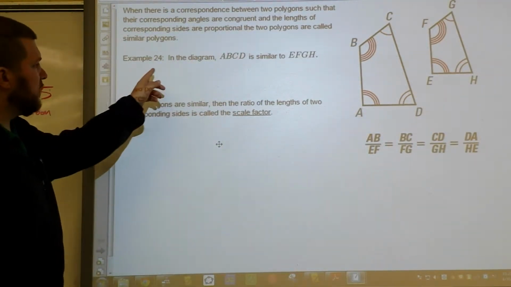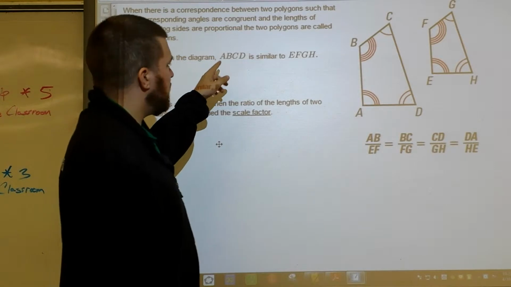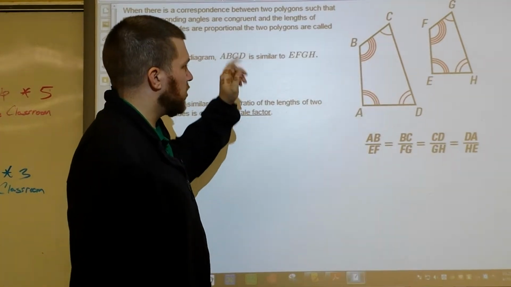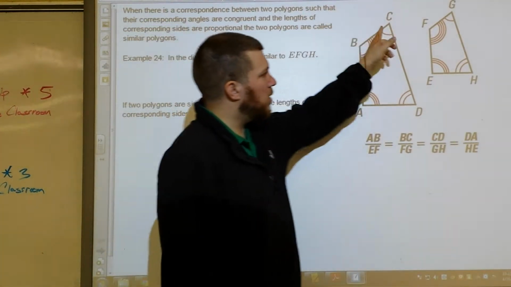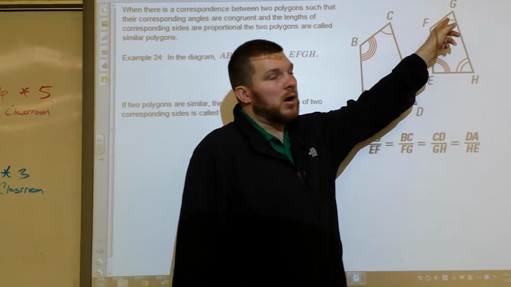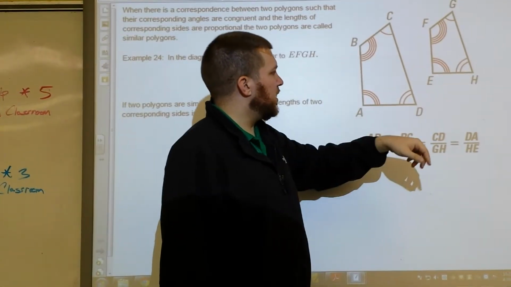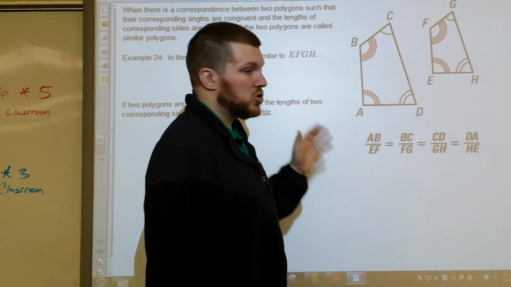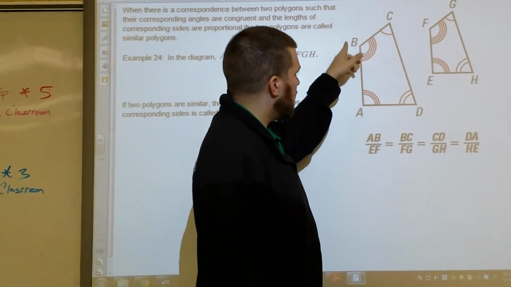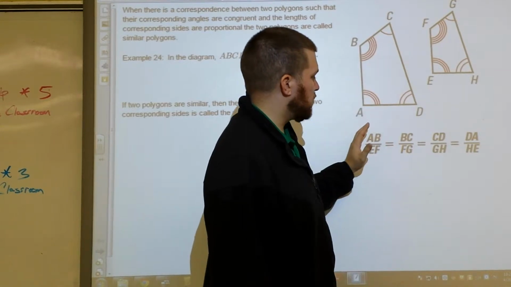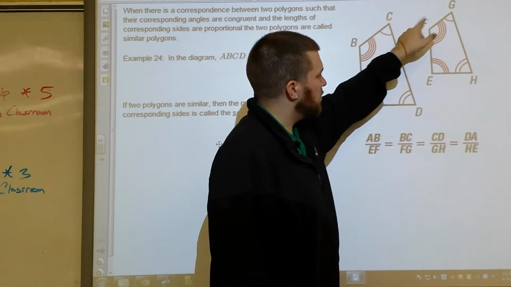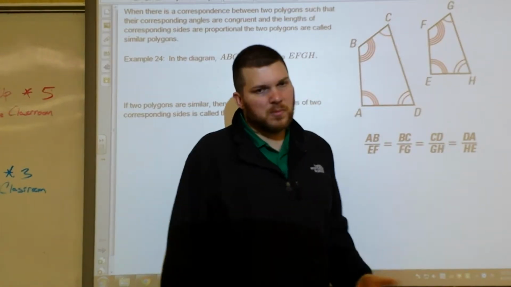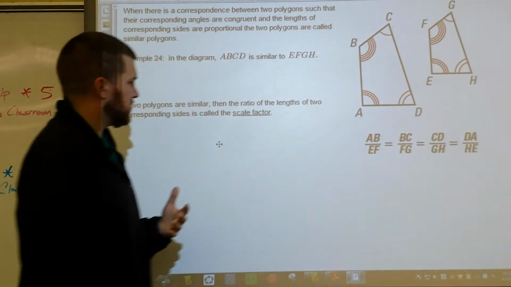In example 24, in this diagram, quadrilateral ABCD is similar to quadrilateral EFGH. Again, because all the corresponding angles are congruent. Also, the sides are proportional. So AB matches up with EF, and that's proportional to BC, which matches up with FG. So this proportion is true for all pairs of sides.